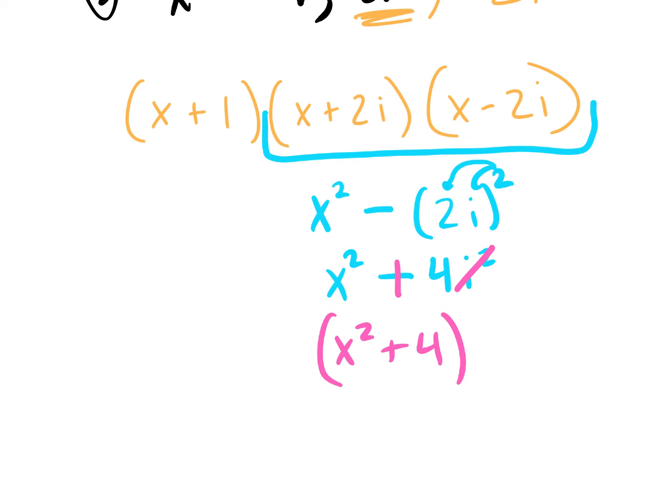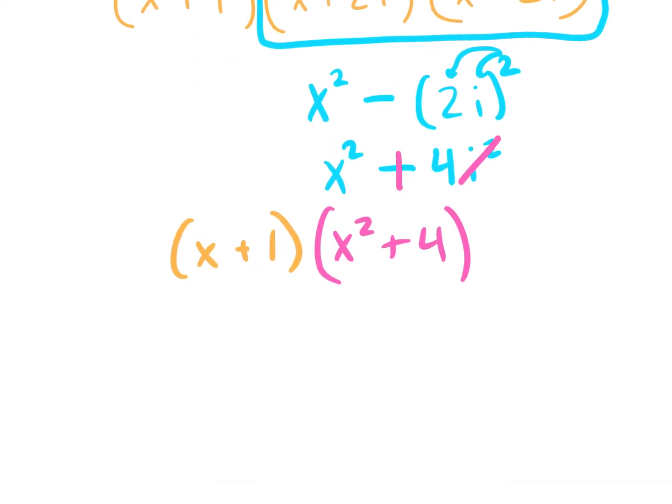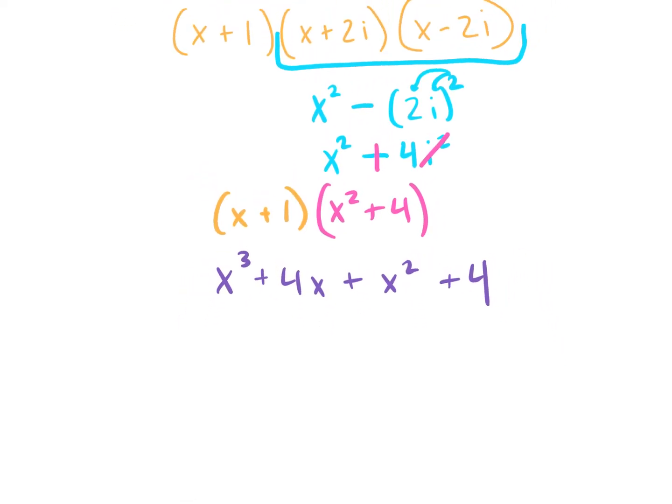What's next? Awesome, I got to multiply x plus 1 to that. And then from here I can just FOIL. So start with the first. So x cubed. The outer would be 4x. The inner is plus x squared. And then the last plus 4. Can I leave my answer like this? What's wrong with it? Not in standard form. So I'm going to start with x cubed plus x squared plus 4x plus 4. And then that is equal to f of x.